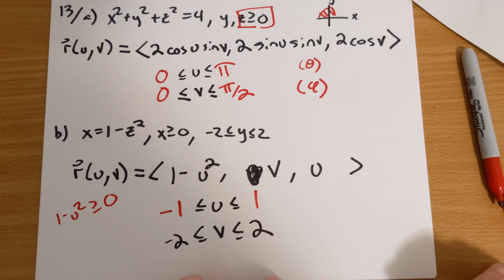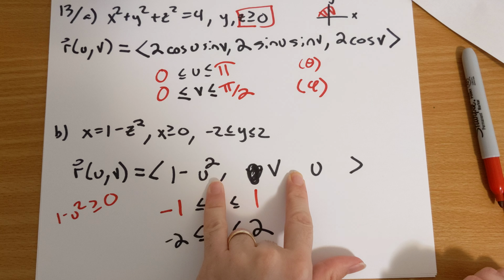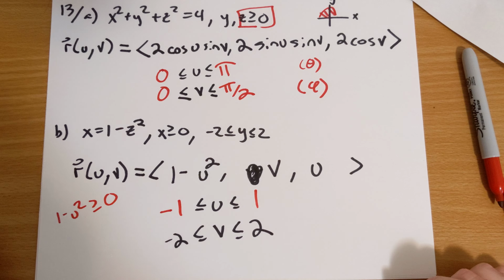You may have come up with other solutions. In general, parameterizations are not unique. For example, if you swapped u and v here, that would certainly be fine. But this is a set of correct answers.